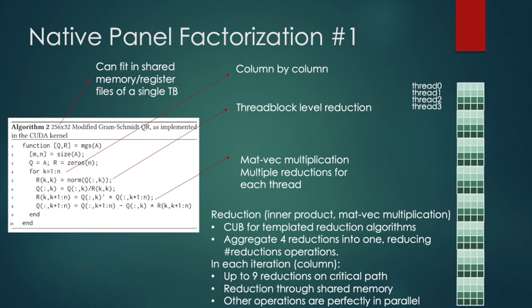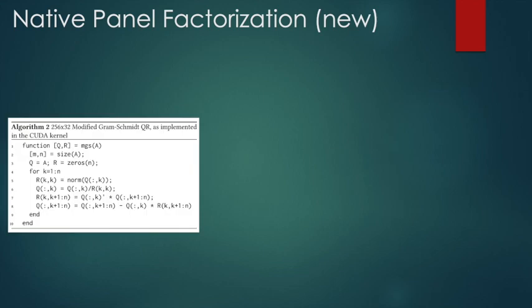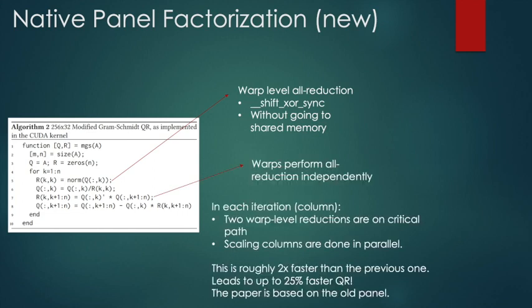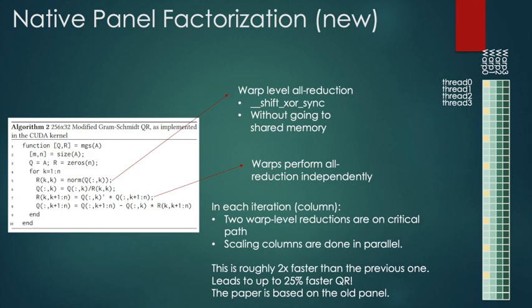The second panel is a new one. Reduction is at the warp level, which means we don't need to go to the shared memory. Also, warps perform all reductions independently. In each iteration, two warp-level reductions are on the critical path, and the scaling computations are done in parallel. In general, each warp is in charge of one column. As a result, the new panel is roughly 2 times faster than the first panel and brings around 25% performance contribution to the entire computation. Our paper is based on the first one.